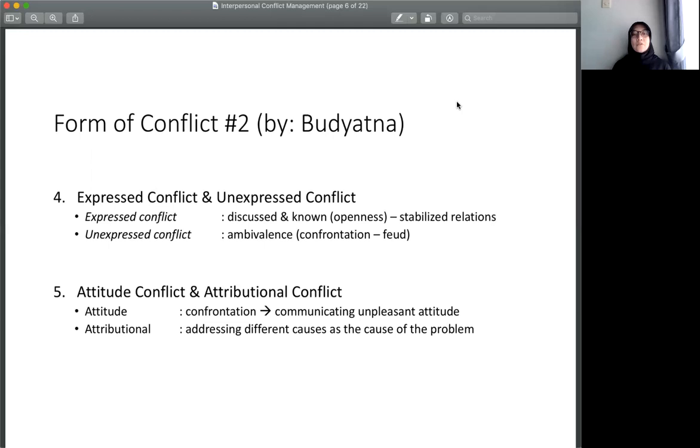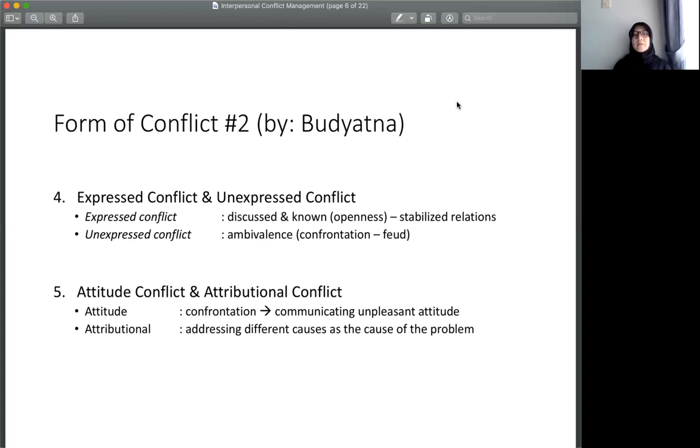The fifth one is attitude and attributional conflict. Attitude conflict usually came in confrontational mode to communicate unpleasant attitude, and the attributional conflict usually caused by addressing different causes as the cause of the problem. Another double standard, I believe.